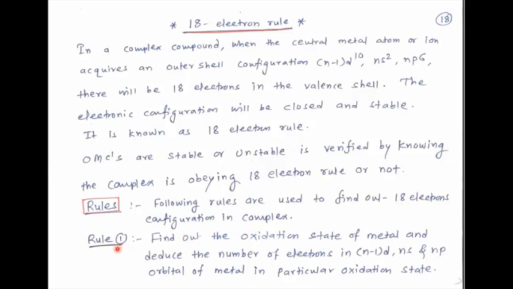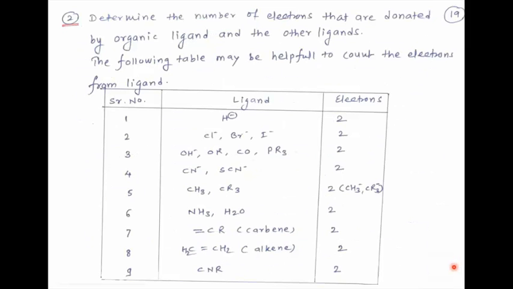Rule number 1. Find out first the oxidation state of the metal and deduce the number of electrons in the (n-1)d, ns and np orbitals of the metal in that particular oxidation state. This is rule number 1.